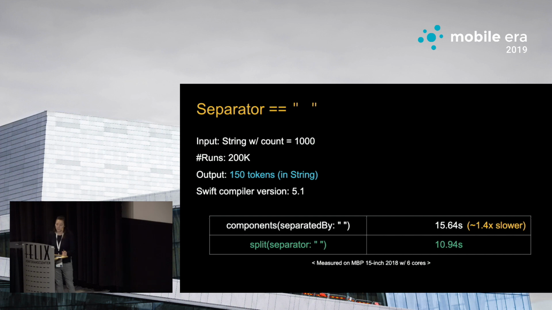We ran it about 200,000 times on the latest Swift compiler to simulate the actual setup environment used in one of our tools. Given the input string with 1,000 characters and using a space separator, the output produced was 150 tokens. The split function took about 10 seconds, while the component function took about 15 seconds. We converted the results of the split function from substring to string type, but even then the numbers were similar.